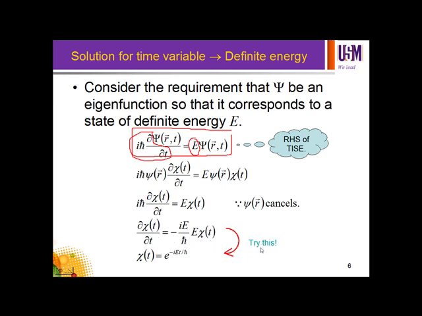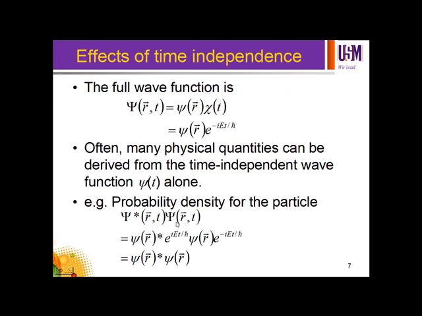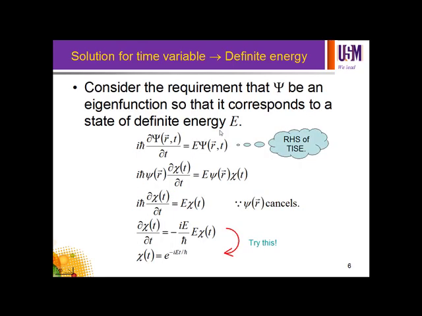Okay, I would like you to try this, how to get from the differential equation into the solution of chi. So the full wave function capital psi is equal to small psi multiplied by the solution for chi, which is exponent negative iEt per h bar. Okay.